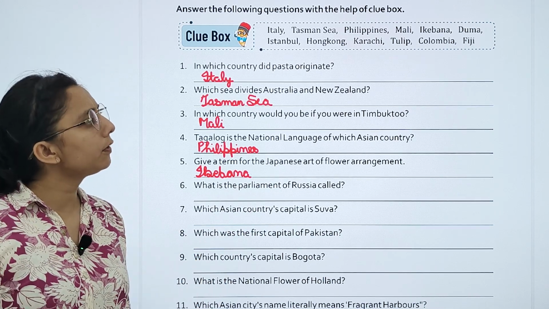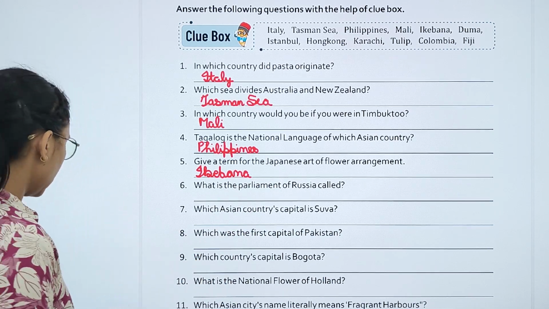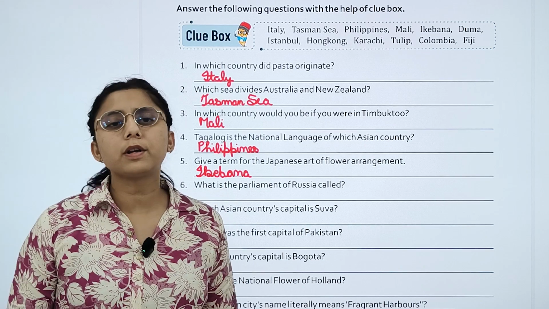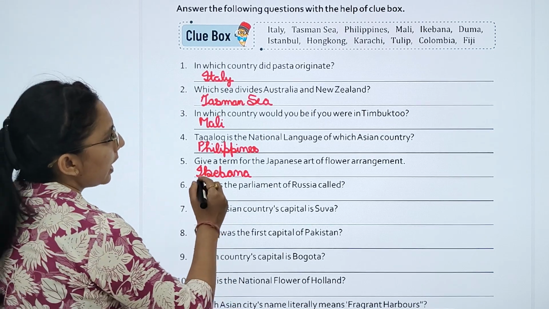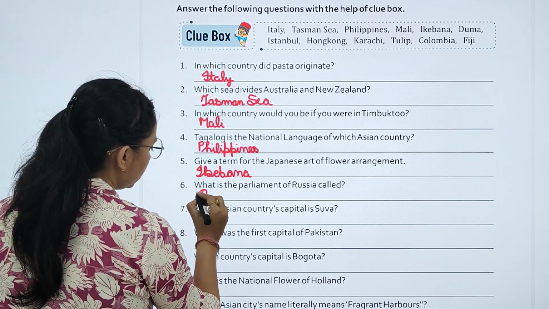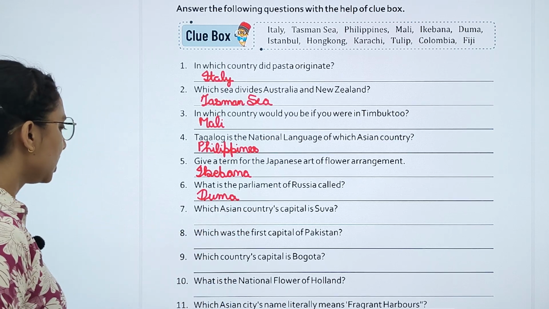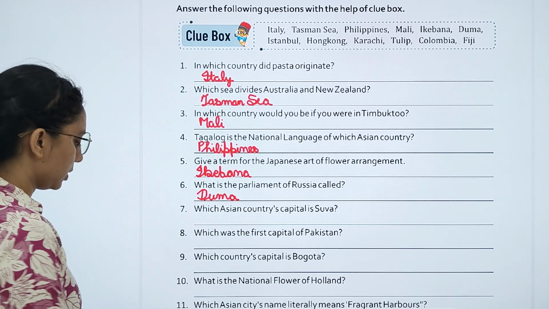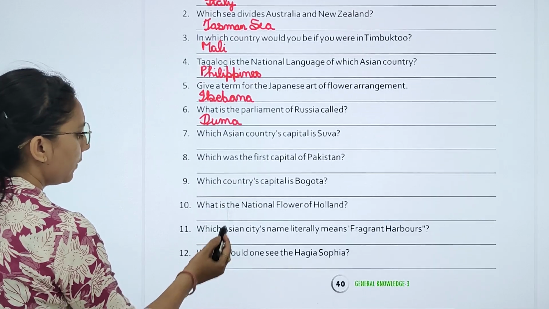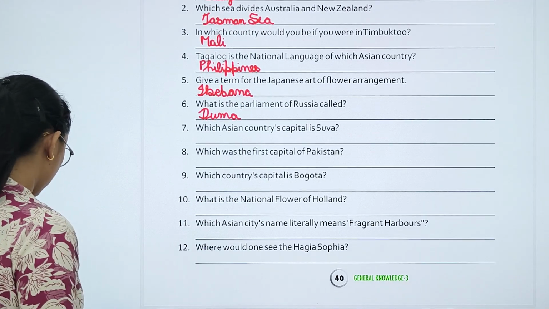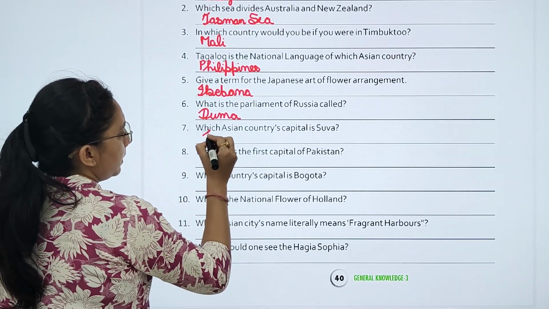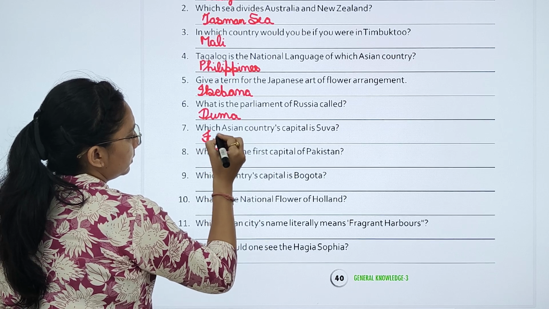What is the parliament of Russia called? Parliament जो हम क्या कहते हैं रशिया की Duma. Now what is the parliament of Russia called? That is your Duma. Right? Which country's capital is Suva? Suva किसकी capital है? It's the capital of Fiji. किसकी capital है? Fiji की.